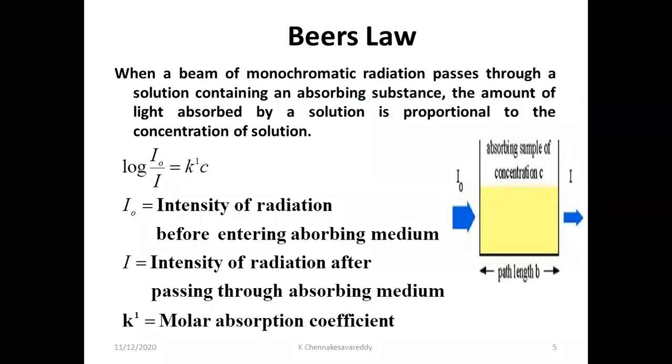Coming to Beer's law: when a monochromatic radiation is passed through a transparent absorbing medium, absorbance is directly proportional to concentration. Log I naught by I equals K into C. K prime is a constant and C is concentration. I naught is the intensity of the incident radiation, I is the intensity of the transmitted radiation, and K prime is the coefficient, that is the molar absorption coefficient.